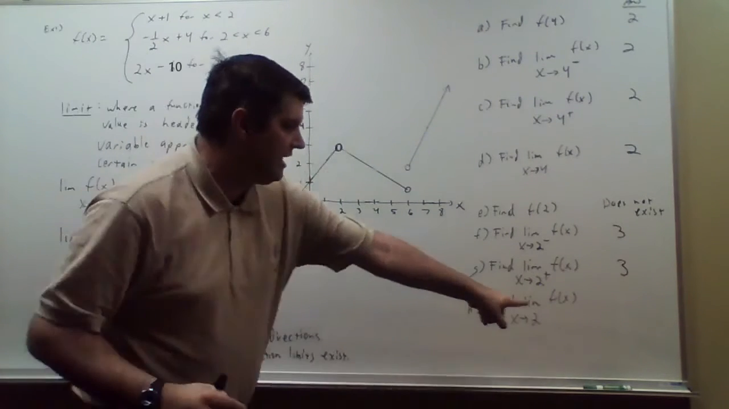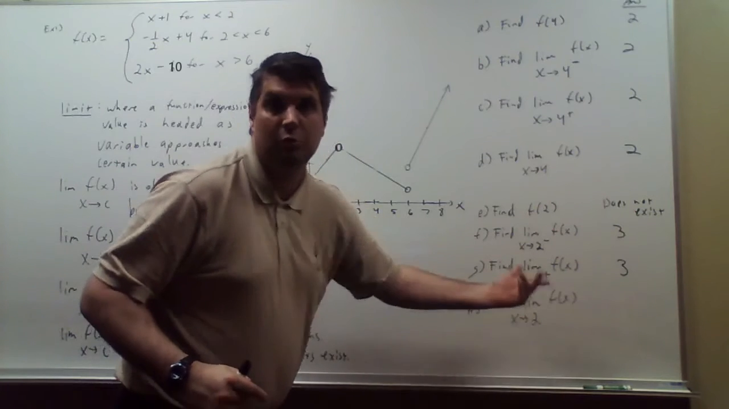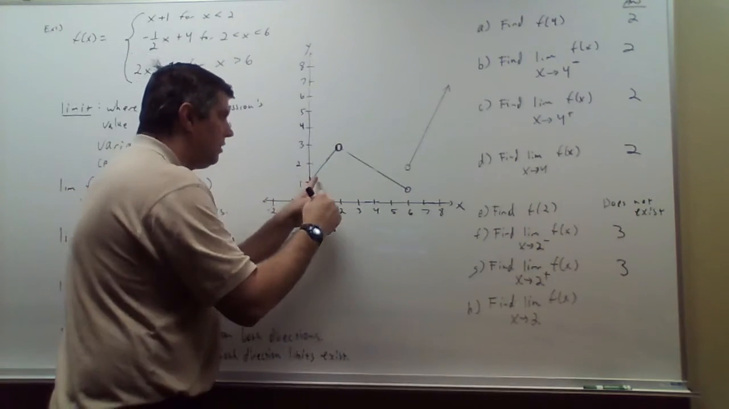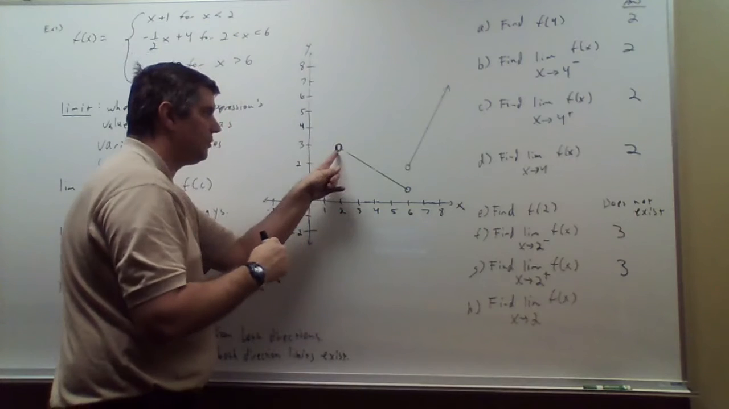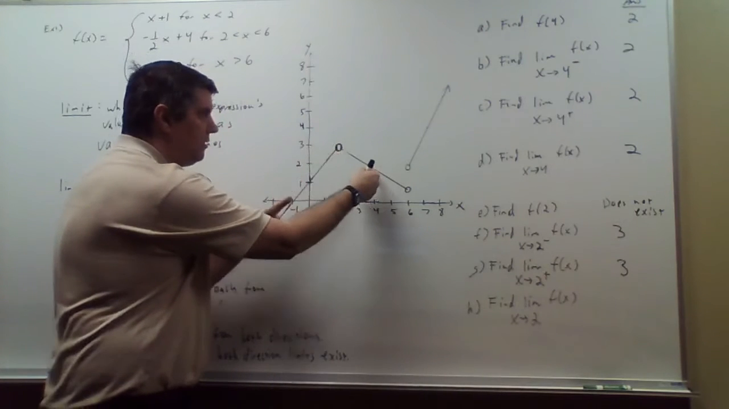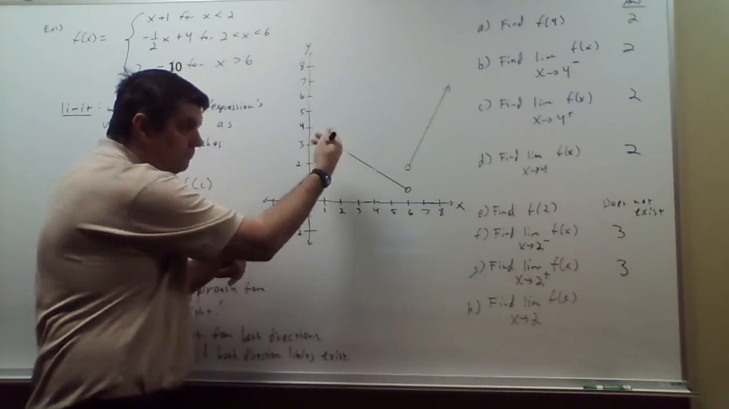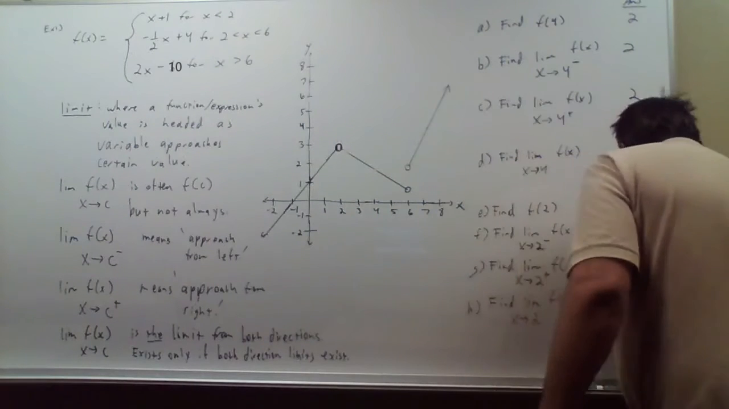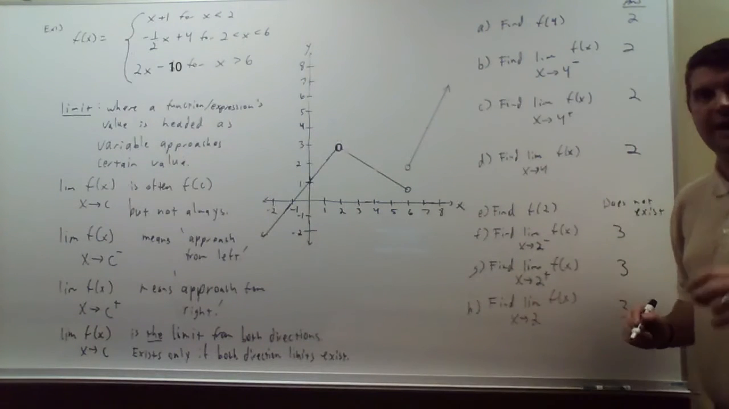Well, find the limit as x approaches 2. Well, I approach from the left. Function value is headed to 3. I approach from the right. The function value is headed to 3. Well, it's the same both directions, so the limit is 3.